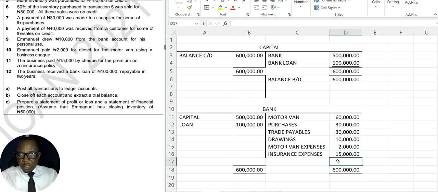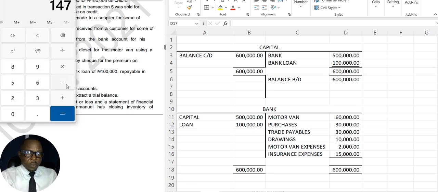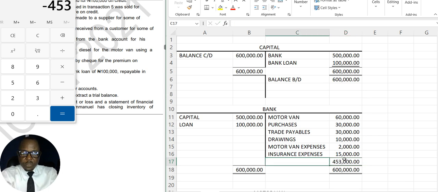All right, so this will give you the difference between 147 and 600. What is it? It should be 147 minus 600. Let's look at it. Minus 600 should give you how much? 453. So you have your balance here, 453,000. 1, 2, 3. And this is where you have your balance CD.